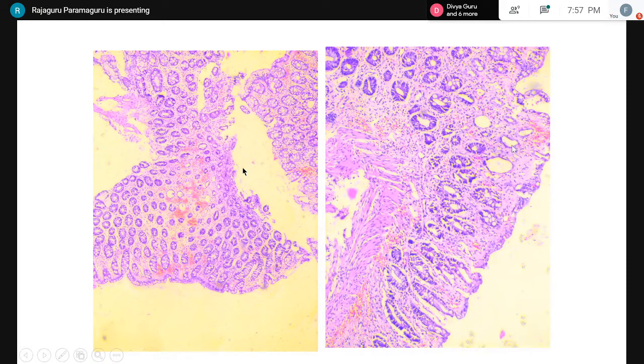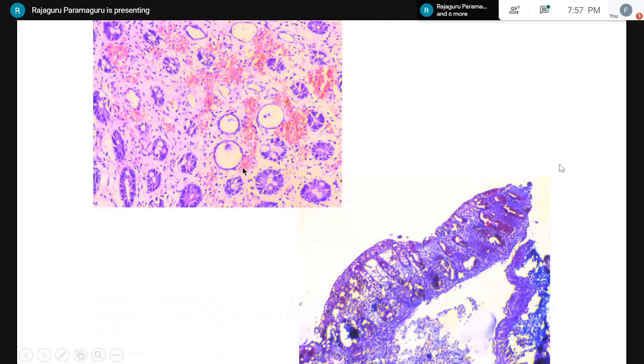The crypts appear atrophic, dilated, and there is withering of the epithelial cells from the crypt lumen. And when you go higher, there are lots of atrophic crypts and withering. There is loss of goblet cells in the other neighboring crypts, which are looking fine. And when you did a trichrome, there is so much hyalinization going on. So this is a case of ischemic colitis.